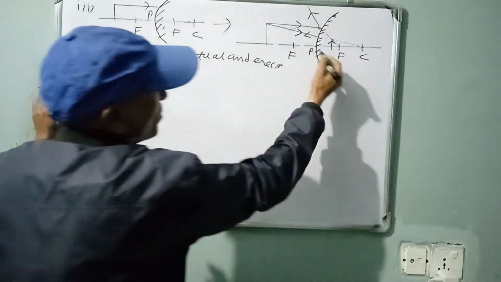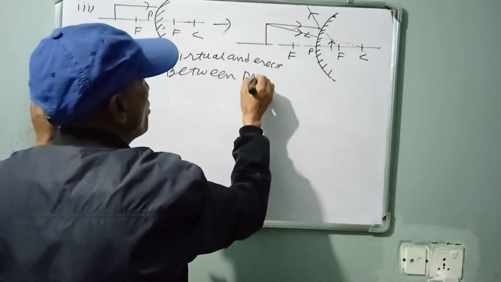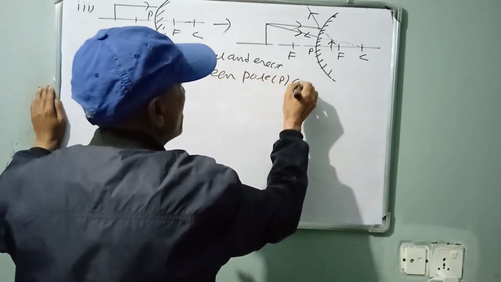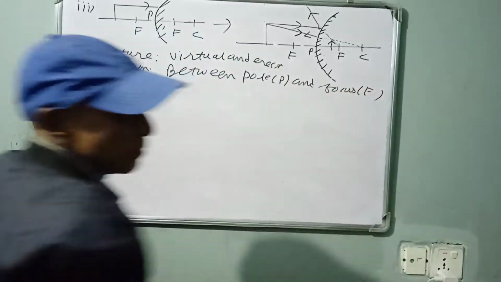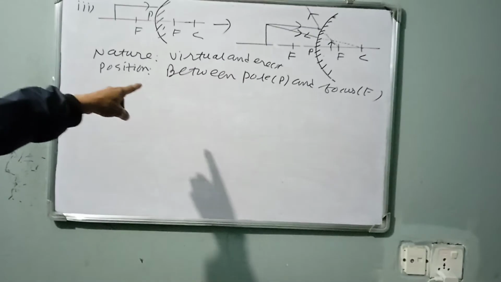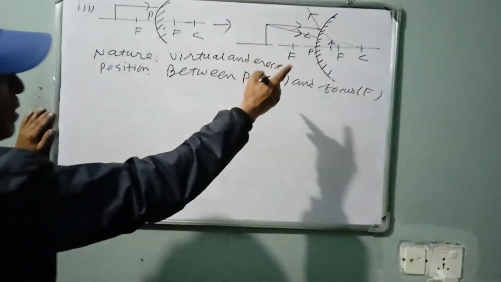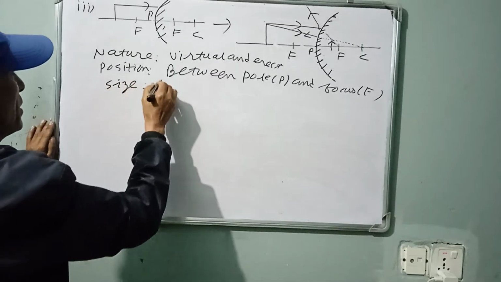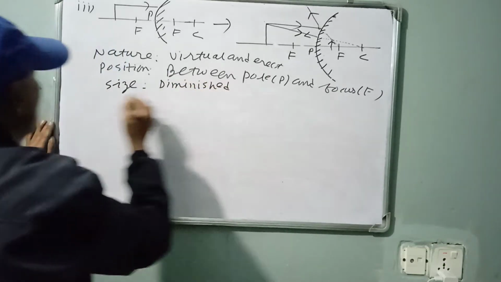Where is the image found? Between pole P and focus F. I am writing the answers just to make it a little easier for the students, okay? Position, size, diminished.